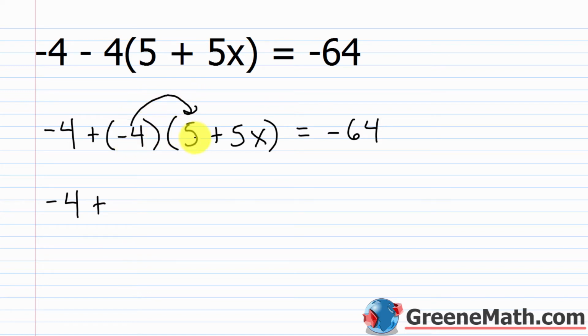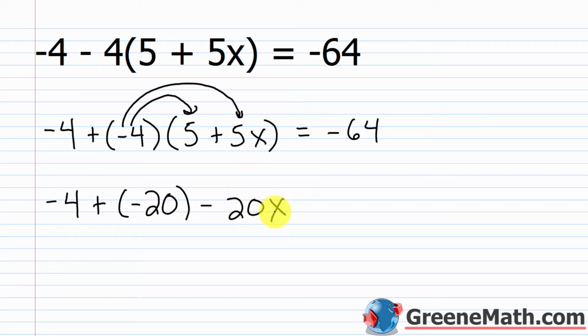So I'll multiply -4 times 5. That's -20. So we'll have plus -20, or of course you can write -20. Does not matter. And then I'm going to multiply by 5x now. So -4 times 5x would give me -20x. So I'm going to write -20x. Or of course, again, I could write plus -20x. Again, it doesn't matter. So then this equals -64.